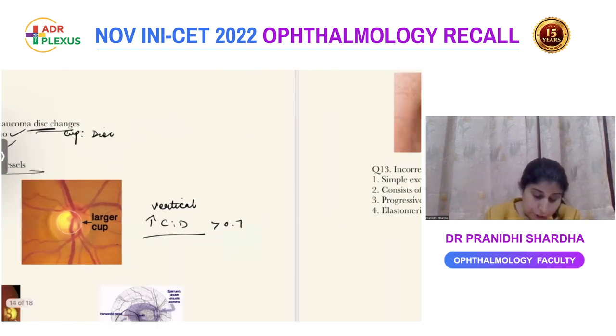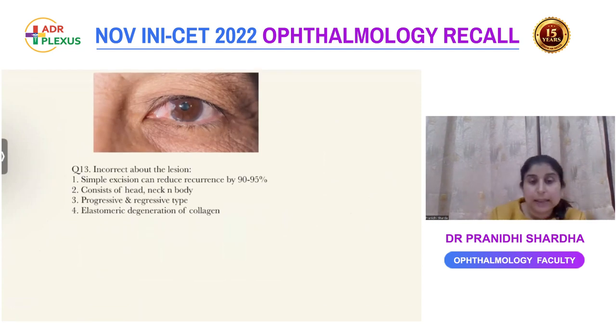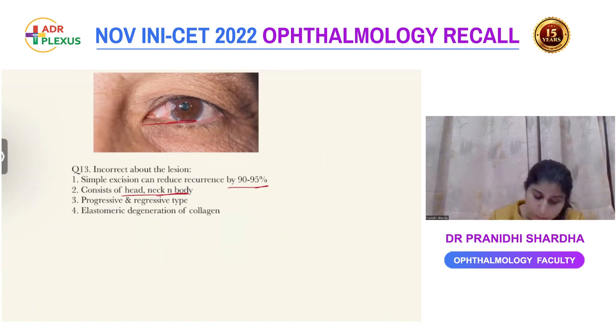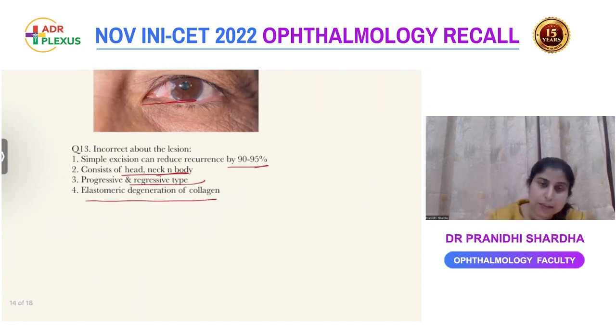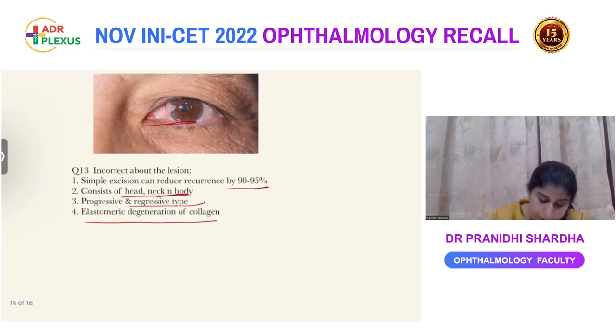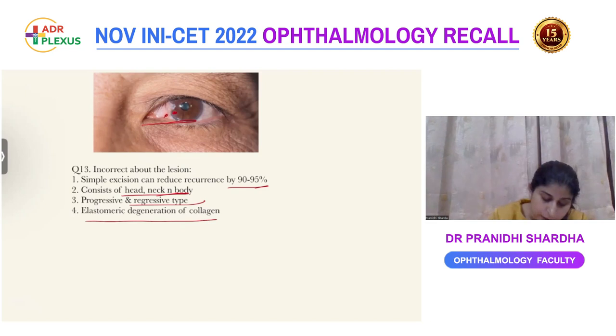Okay. So the next question is the image-based question. Incorrect about the lesion. This is an image of pterygium. First option: simple excision can reduce recurrence by 90 to 95%. Second: it consists of head, neck and body, progressive and regressive type, elastotic degeneration of the collagen. This is the pterygium, which has three parts. It has head, neck and body. These are the three parts of the pterygium.